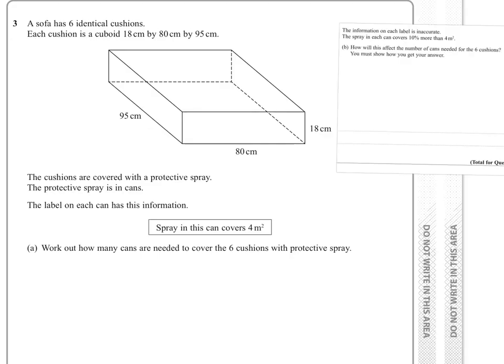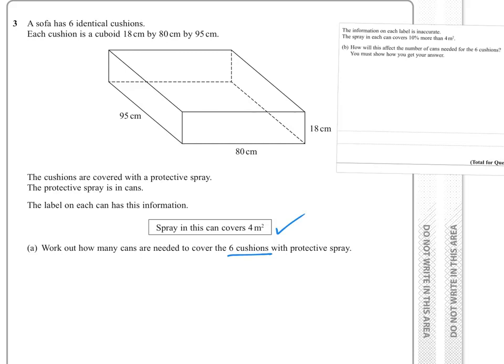Question 3. A sofa has 6 identical cushions as shown, 95 by 80 by 18 centimetres. The cushions are covered with a protective spray, and the protective spray is in cans, and it says that the spray in the can covers 4 metre squares. So we've got to work out how many cans are needed to cover 6 of these cushions. Well, let's have a look.